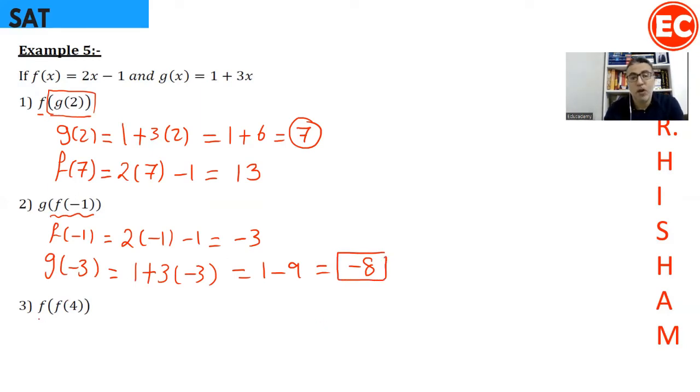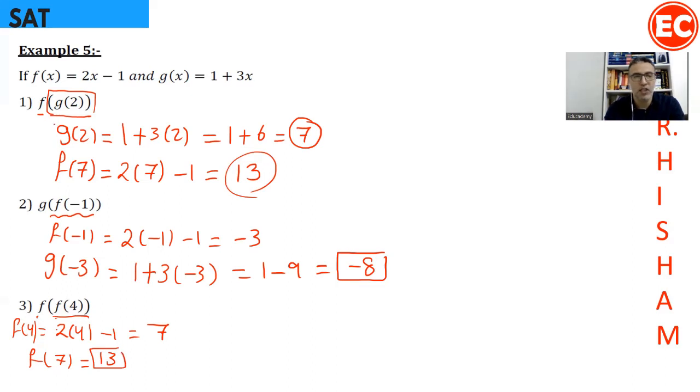But if I am looking for f f of 4, it means that I'm going to replace 4 into the function f of x. So 2 multiplied by 4 minus 1, which is equal to 7. Then I go back and I figure out f of 7. And f of 7, we just figured out, is equal to 13. So it's very important to understand the difference between fg of 2, gf of a number, and ff of a number.